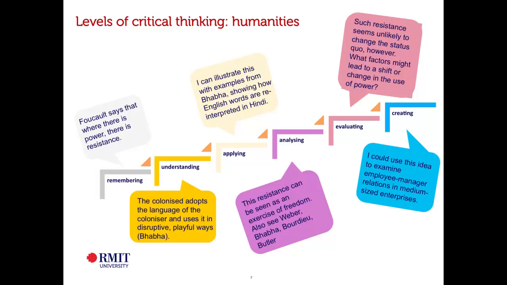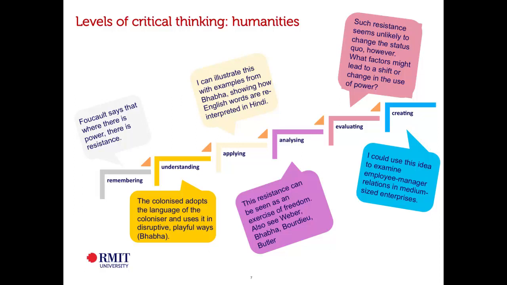When we remember, we can paraphrase, for example, Foucault's ideas about power and resistance. When we understand, we can think of examples that show the relationship between power and resistance. In applying the knowledge, I might illustrate how the colonizers, for example, can be subverted by the colonized. The next level of thinking, analysing, requires more questions.